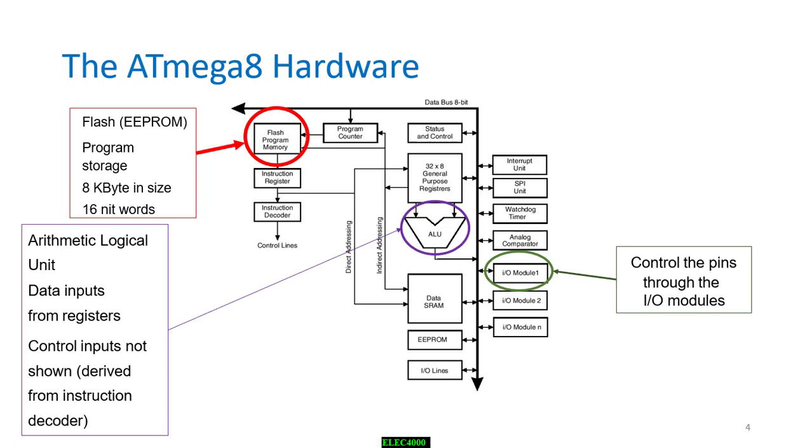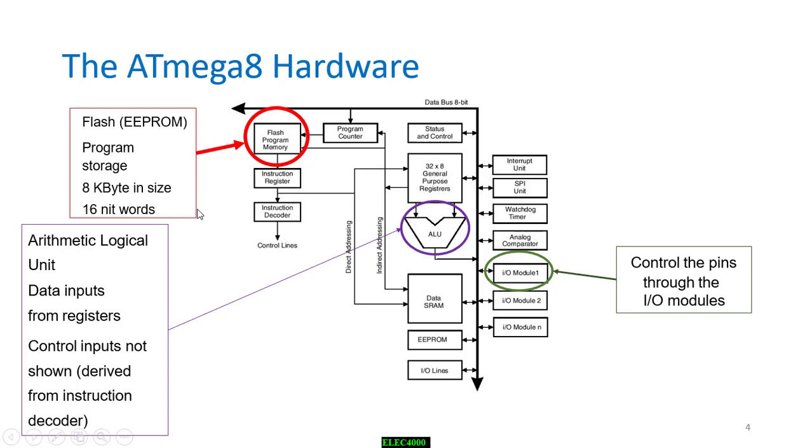So the hardware of the ATmega8, as you can see here, has a 32 by 8 register file. It has input-output modules, through which we control the input-output. It has an ALU, an arithmetic and logic unit, controlling all the operations. And it has an EEPROM flash storage memory. EEPROM stands for electrically erasable programmable read-only memory, which is 8 kilobytes in size with 16 bit words.